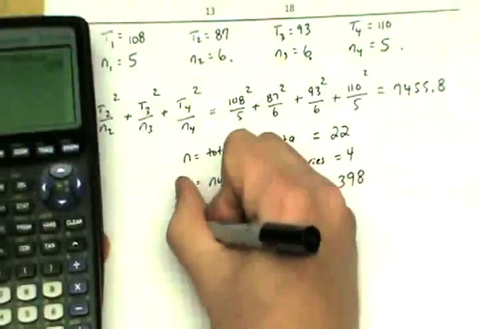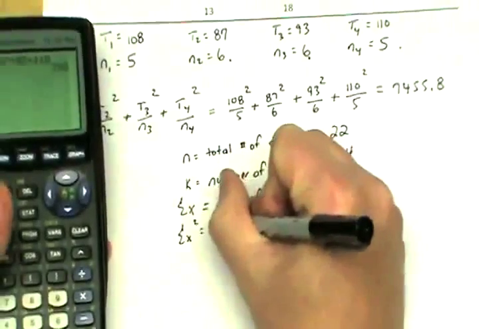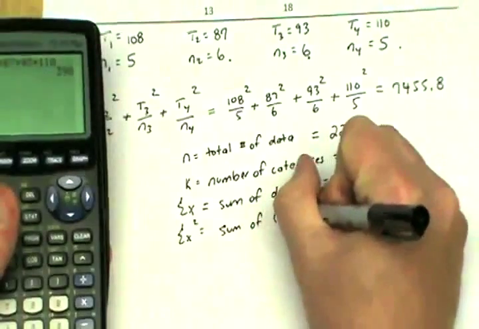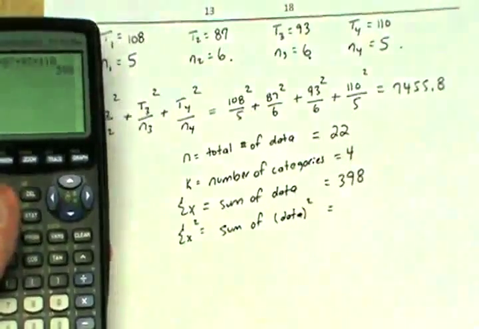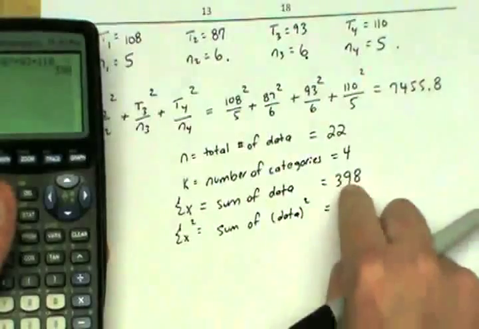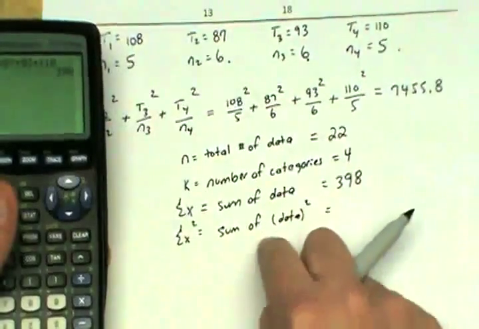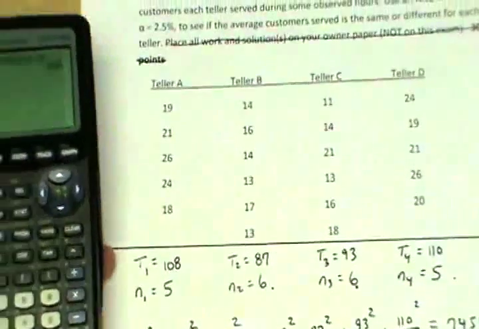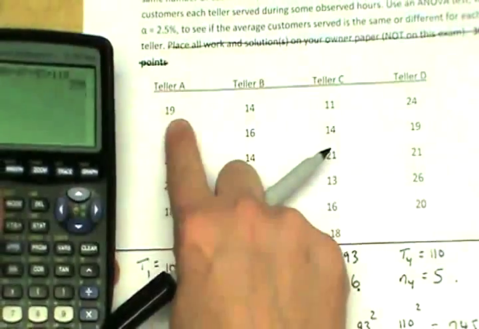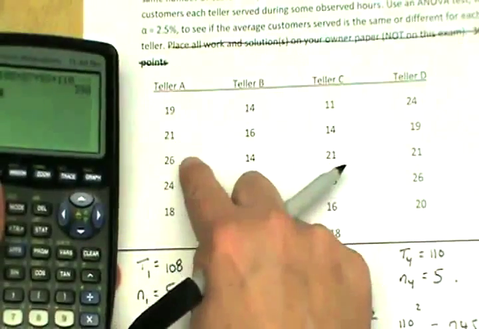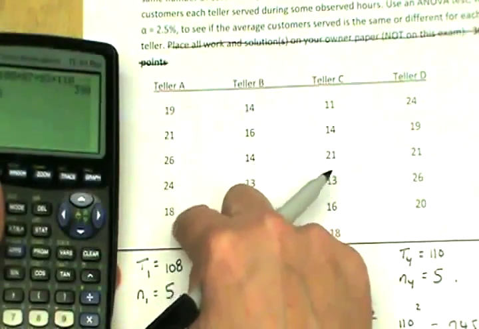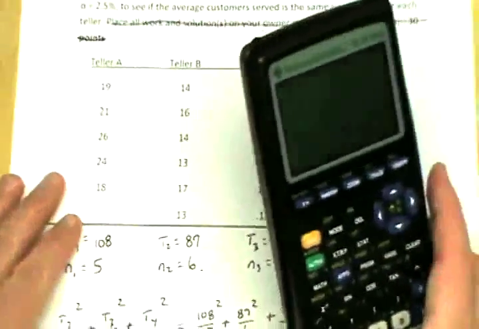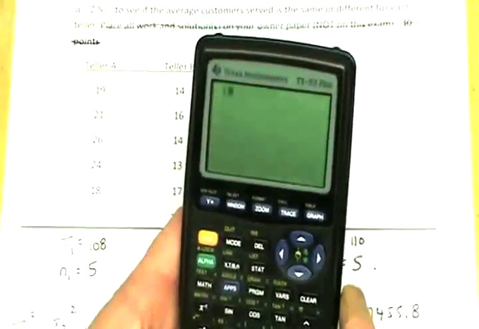And then we have to find the summation of X squared. That's the sum of the data squared. Now that doesn't mean take the sum of the data, 398, and square it. That means square each piece of data and add them as we go. So that means we have to square each piece: 19 squared plus 21 squared plus 26 squared plus 24 squared plus 18 squared plus 14 squared plus 16 squared. I know it sounds like a lot, but that's what we've got to do. It doesn't take too long.